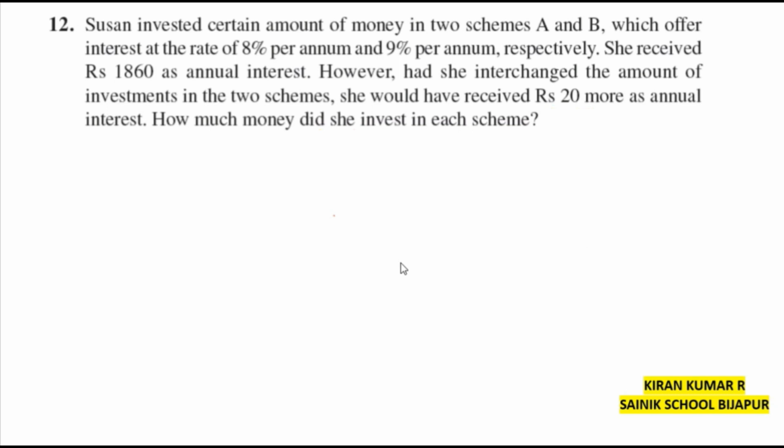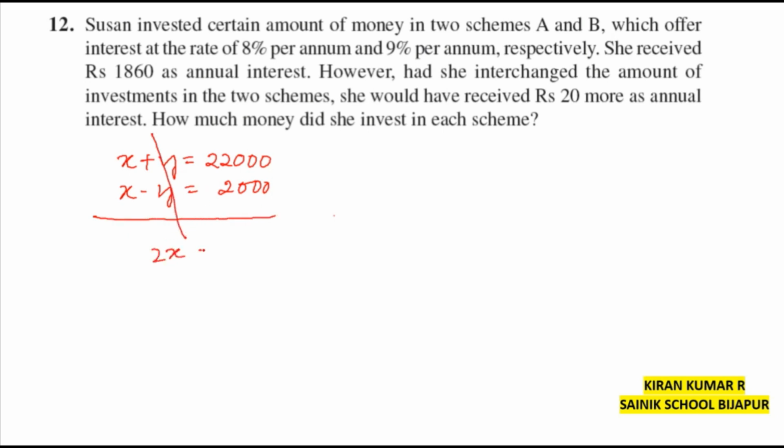Now let me consider equation 3 and 4. Our equation 3 is x plus y equal to 22,000. And our equation 4 is x minus y equal to 2000. Now if you add them, y term gets cancelled. We'll be getting 2x as 24,000. So the value of x will be rupees 12,000.